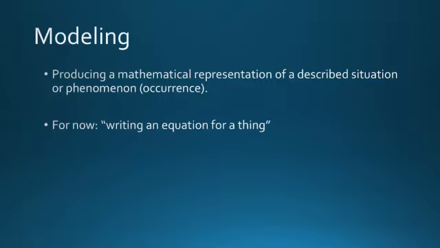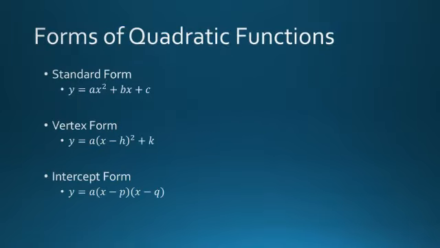Usually in Algebra 2 it's a thing that somebody gave us, your book or me. So we're just going to write equations for stuff. We're going to use quadratics now. Our three basic forms for quadratic functions are standard form, vertex form, and intercept form, and you're going to want to pick the form that represents the information you've been given.